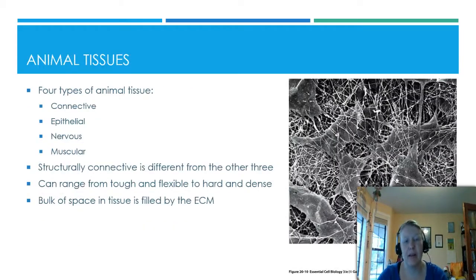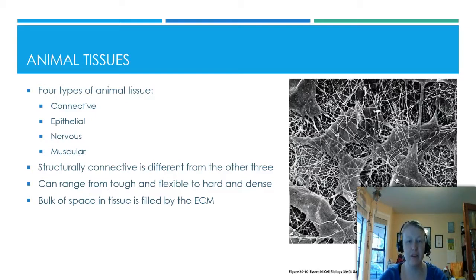Alright, so now let's talk about animal tissues. There are 4 types of animal tissue: connective, epithelial, nervous, and muscular. And connective is really the only one that's different from the other 3. The other 3 all have similar tissue structure designs. So we're going to look at connective tissue over the next couple slides. But it's important that you understand that there's 4 types. We're just going to look at connective for the moment.